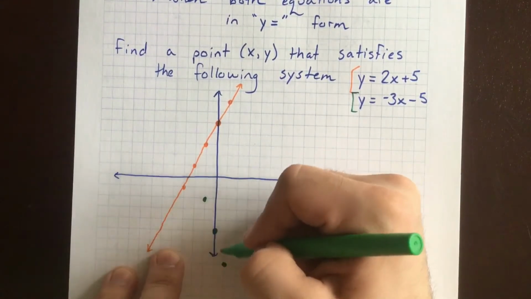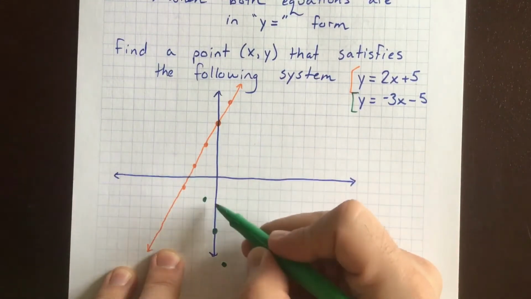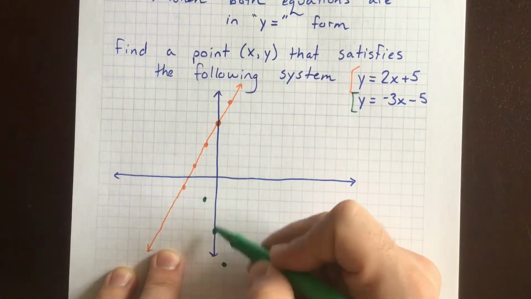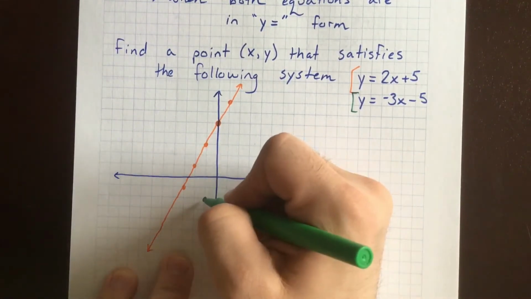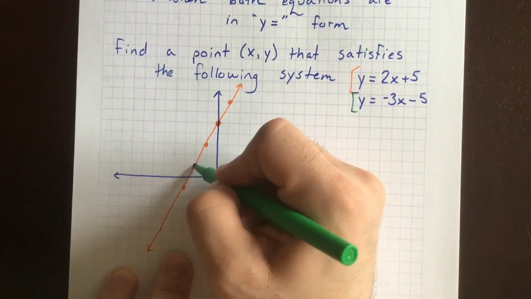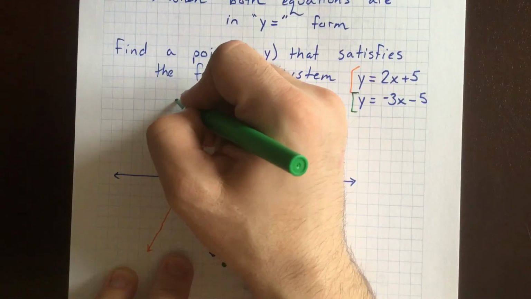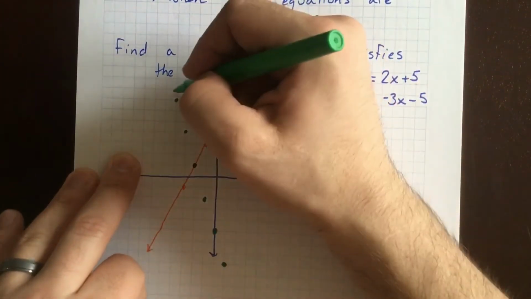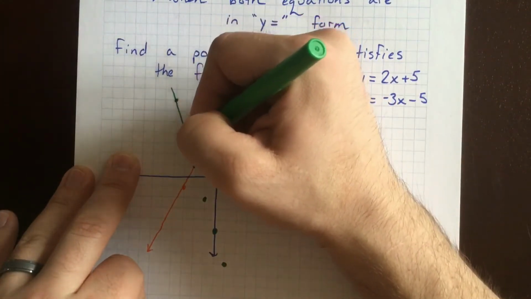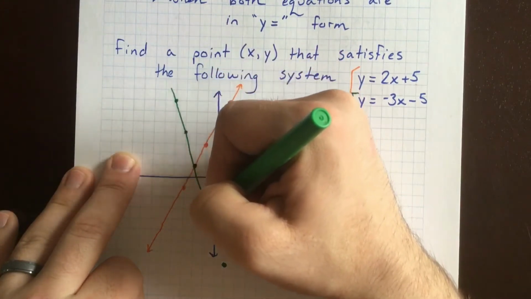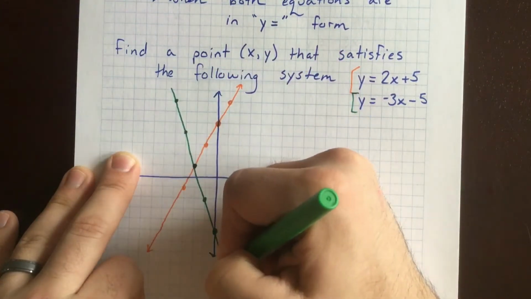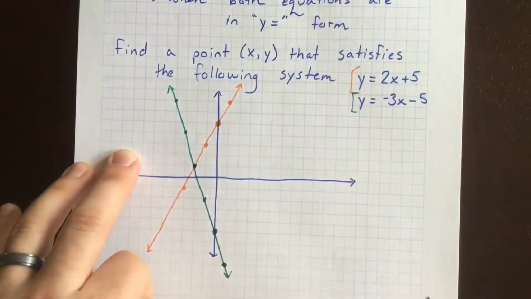And notice I'm still in line with my points. I don't want to go up and then right because then I'm not in a line. So we just keep doing this: up 3, left 1, up 3, left 1, up 3, left 1, and so on. With these points, we can connect them. Okay, we have our graph.